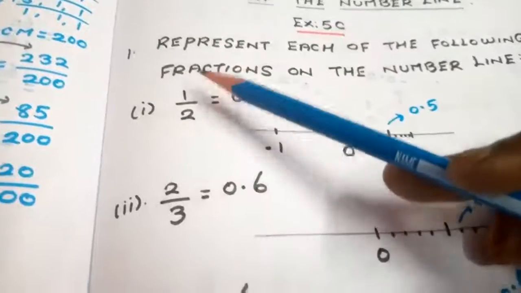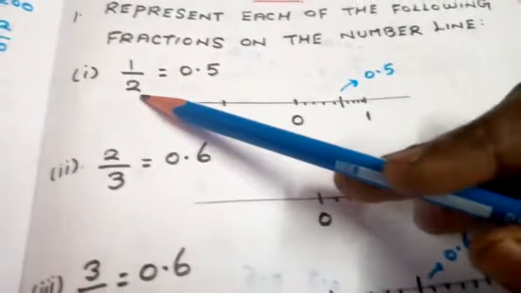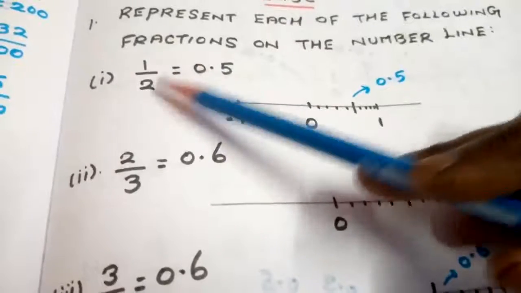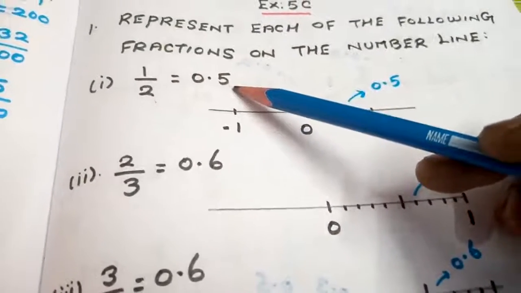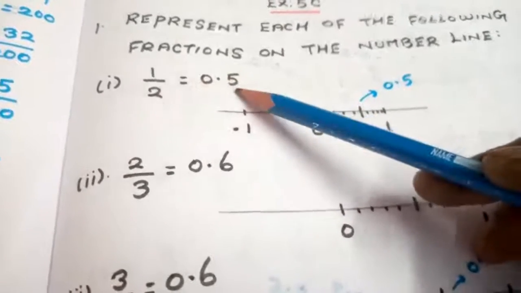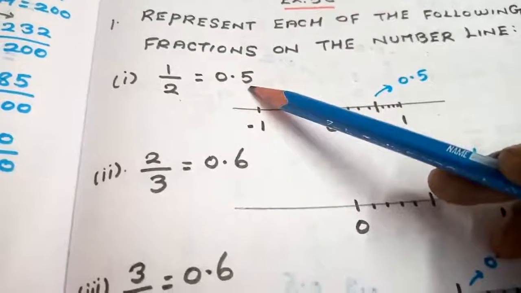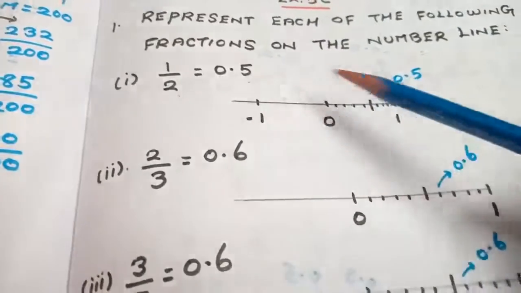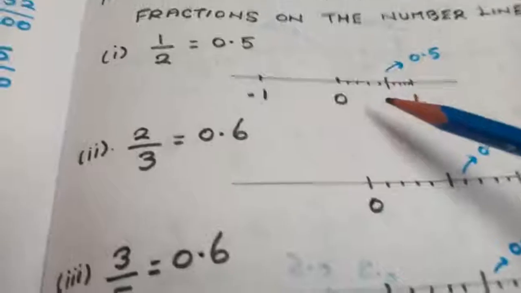So the first question is 1 by 2. If I divide 1 by 2, I am going to get the value 0.5. So what I am doing here is, first I divide the fraction, and I get my value in decimal form. After getting that particular value, I will mark it on the number line.